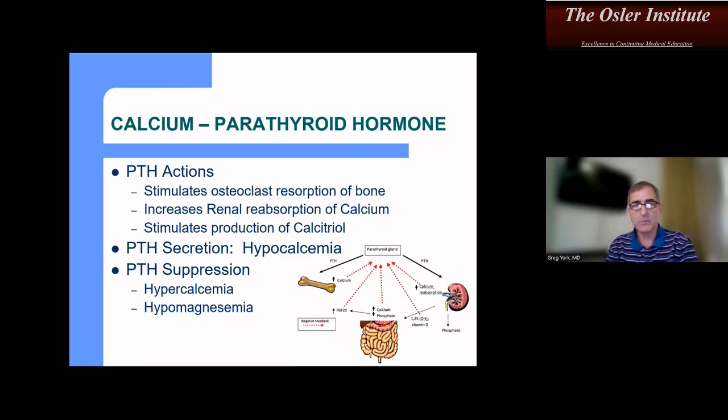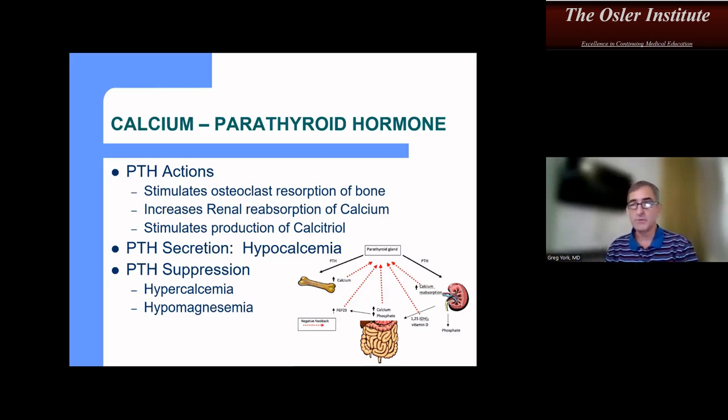Parathyroid hormone is the regulator of calcium. So let's talk about how that works, remind ourselves of that. There are 3 actions that come with parathyroid hormone. It works on the bone, the kidneys, and it stimulates the production of calcitriol. Now, what causes parathyroid hormone to be secreted? Low calcium. That's the sole thing that causes the parathyroid hormone to be secreted, low calcium.